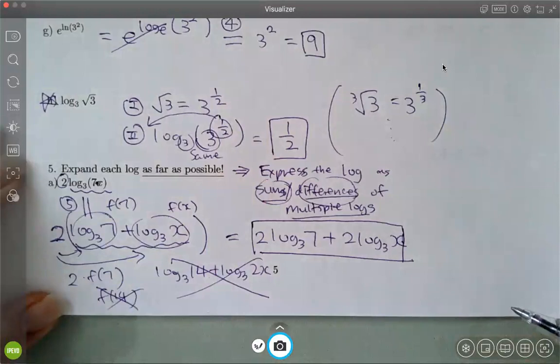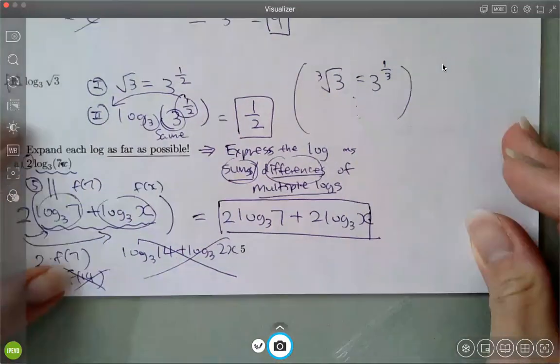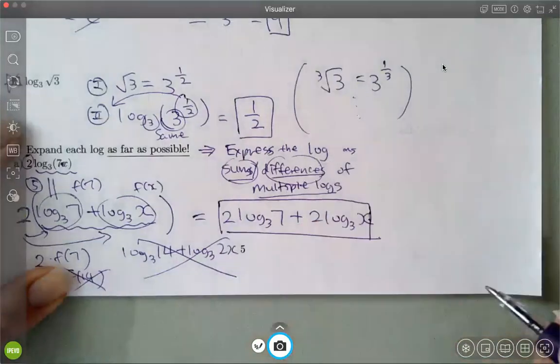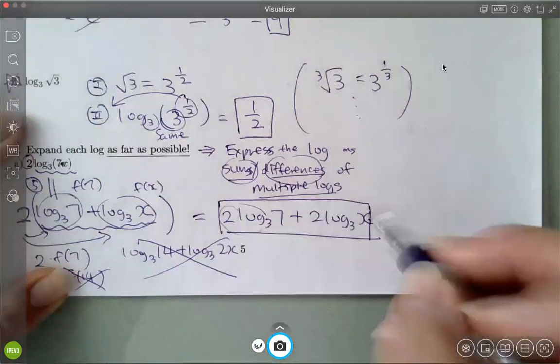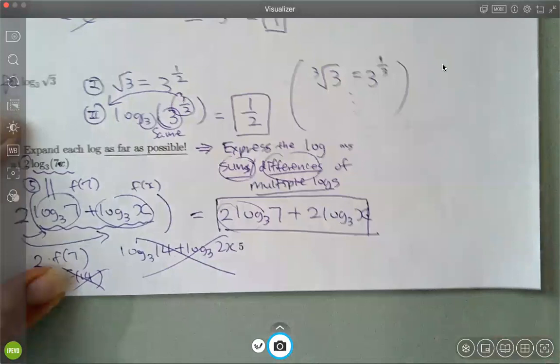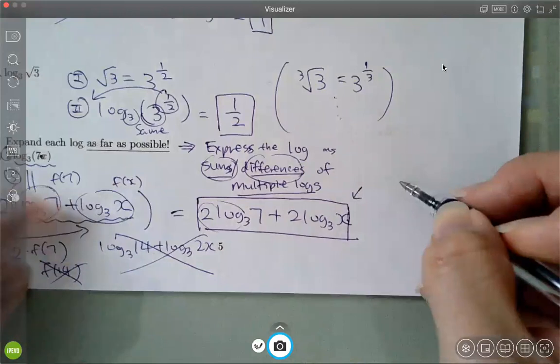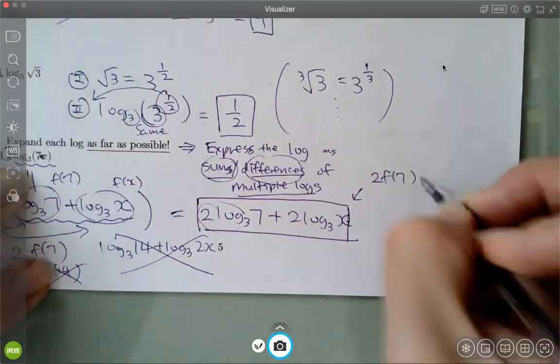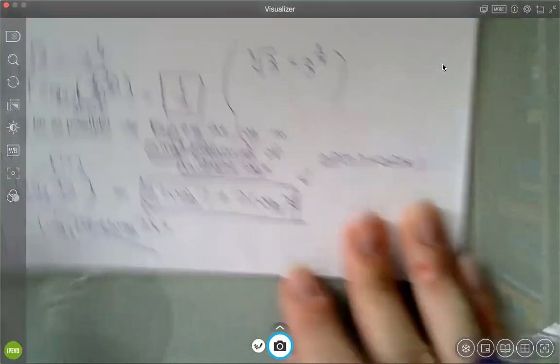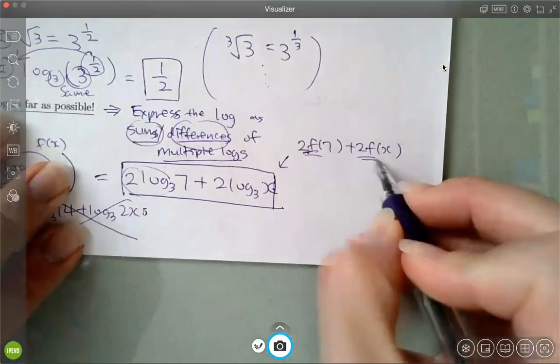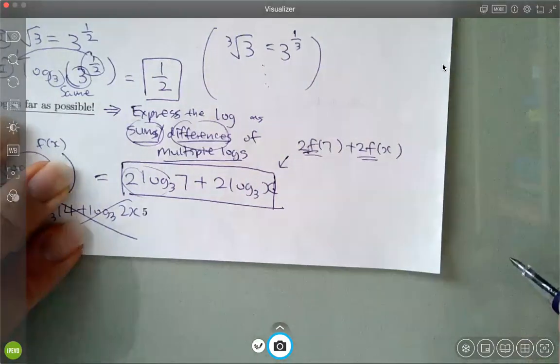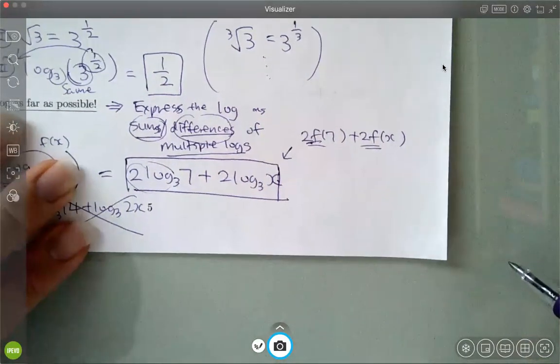And at this point, there are no like terms. Some people think 2 log 3 is the like term, but 2 log 3 is not the like term. And the simple reason is, when you have f of 7 plus f of x, you have 2f of 7 plus 2f of x, but you don't ever say 2f is the like term, right? That doesn't even make sense. So it's just 2 log 37 plus 2 log 3x, and that's the answer.